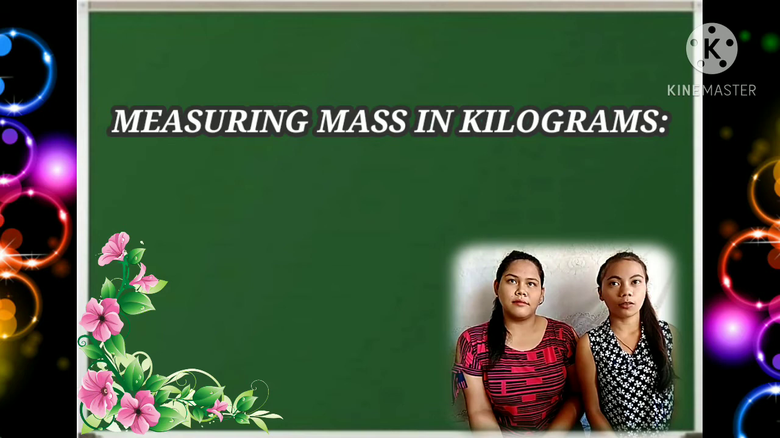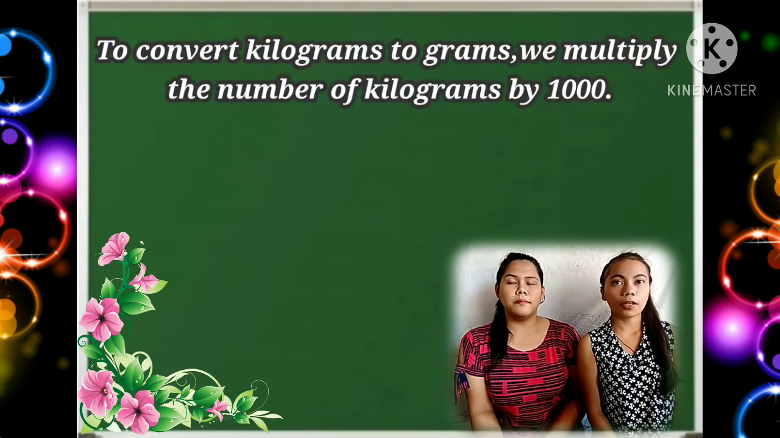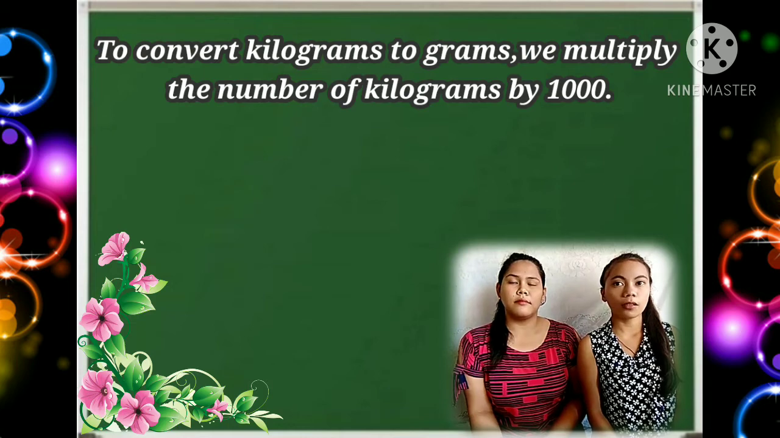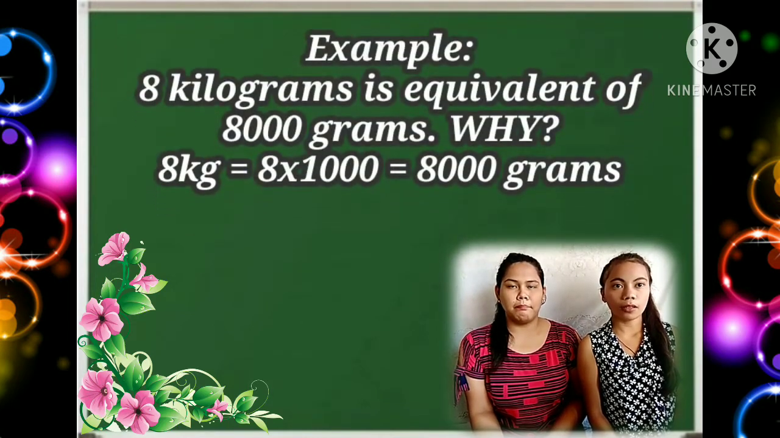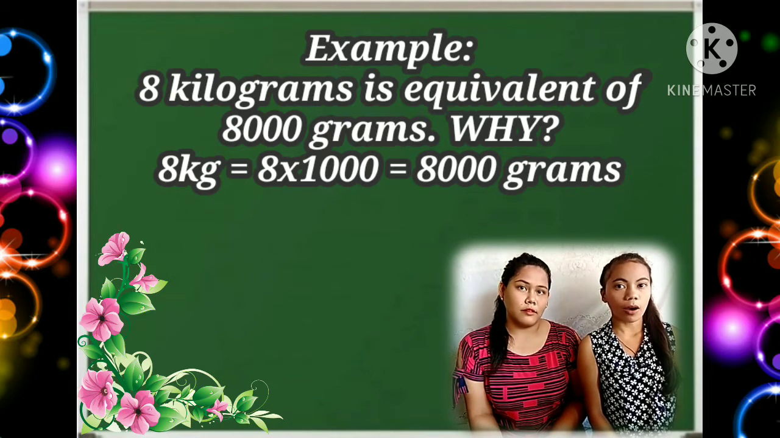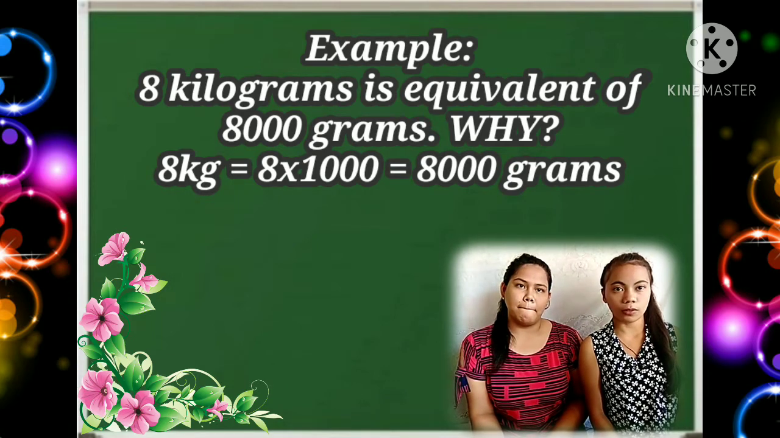Measuring mass in kilograms. To convert kilograms to grams, we multiply the number of kilograms by 1,000. Example, 8 kilograms is equivalent to 8,000 grams. Why? 8 kilograms is equivalent to 8 times 1,000, which equals 8,000 grams.